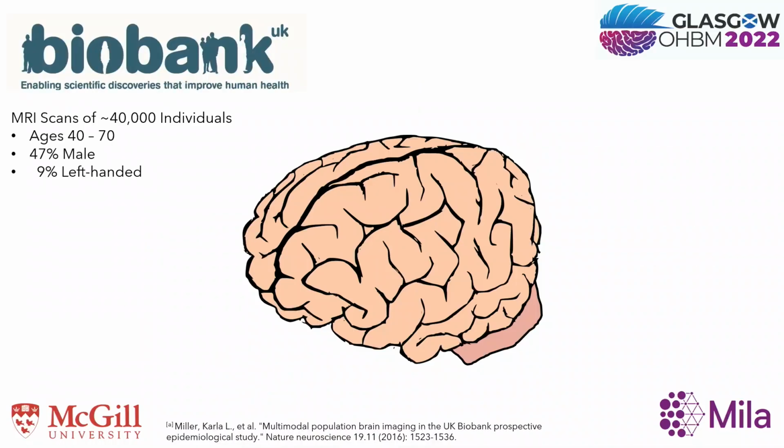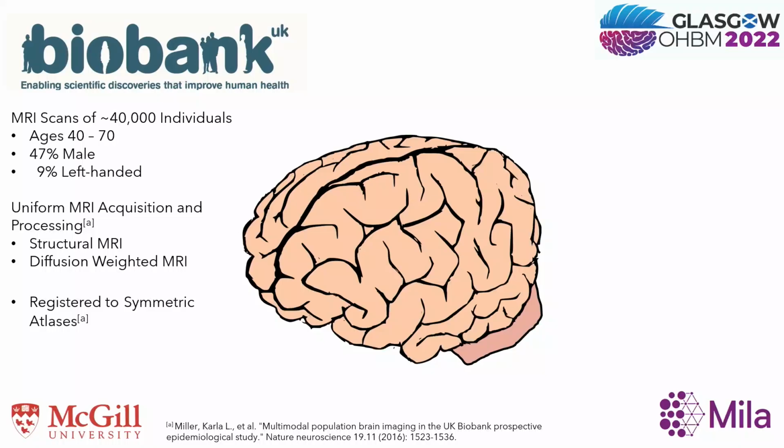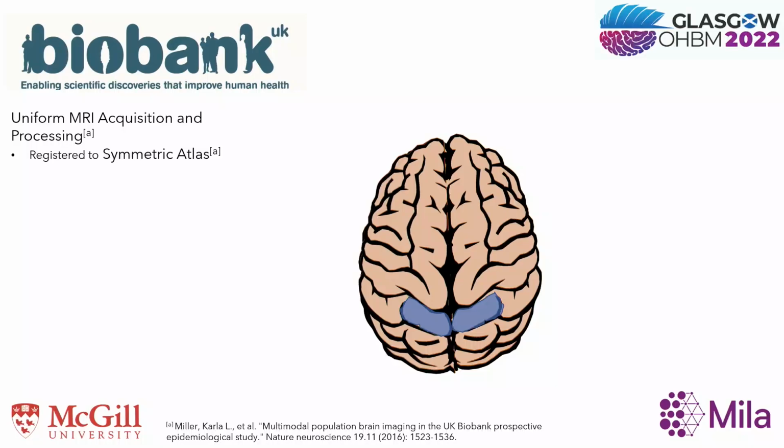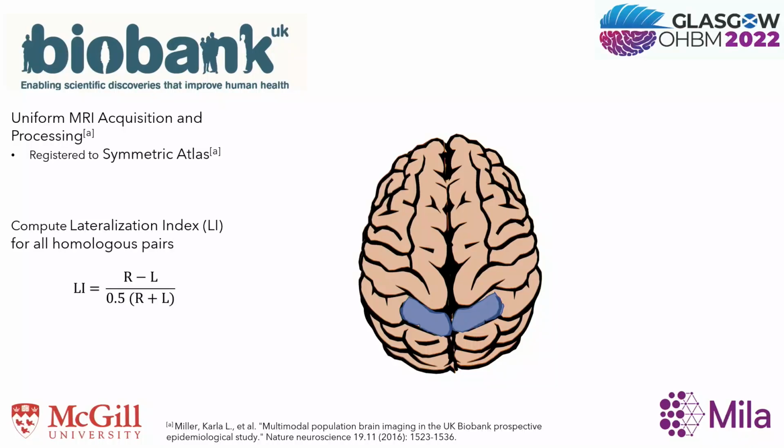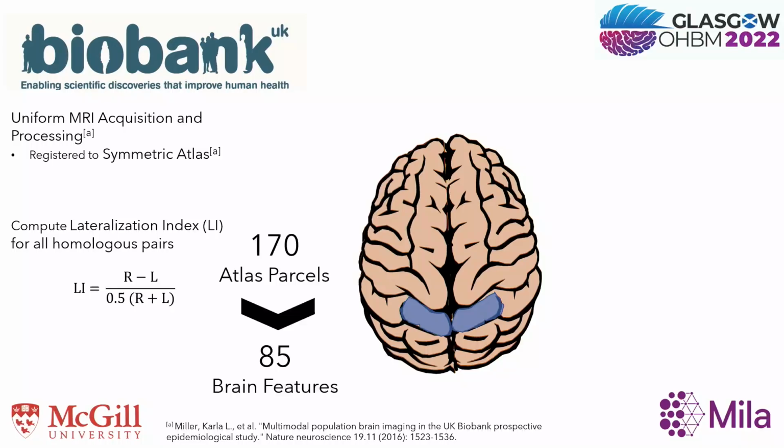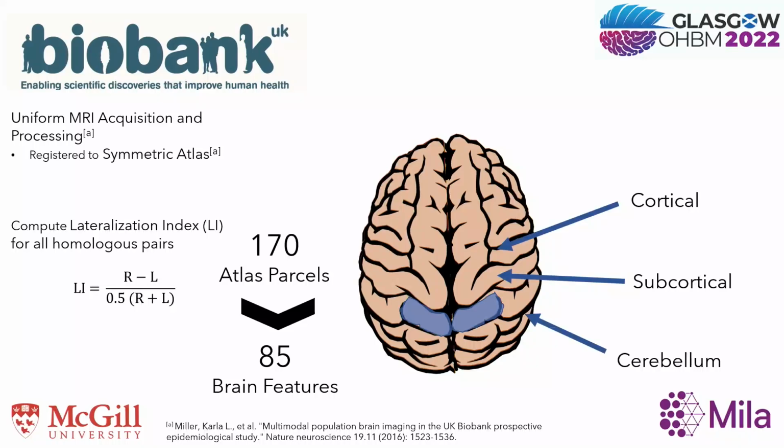In order to investigate this question, I'm going to capitalize on the UK Biobank, a large-scale repository of MRI scans for about 40,000 middle-aged individuals recruited across the UK. Part of the UK Biobank protocol is a uniform MRI acquisition, processing, and expert curation, from which I identified pairs of homologous brain regions and constructed a targeted measure of both degree and direction of brain asymmetry. In this manner, I took 170 atlas parcels and computed 85 targeted measures of brain asymmetry, spanning cortical, subcortical, and cerebral volumes, and measures of white matter tract integrity.